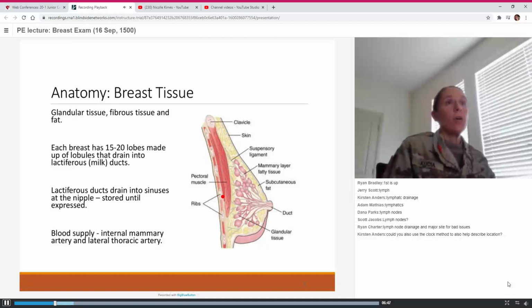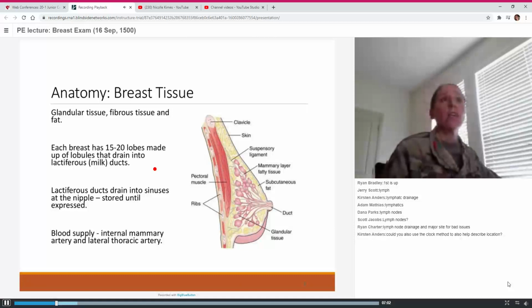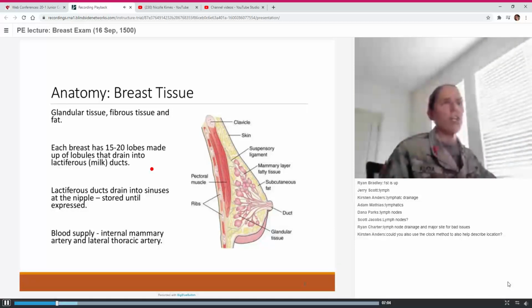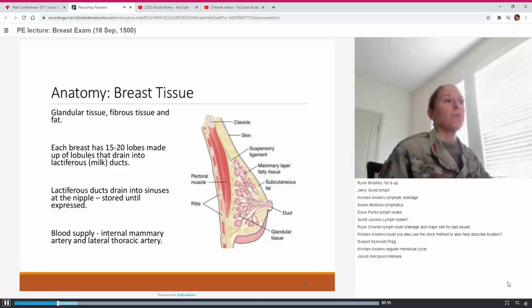So the anatomy within the breast is varied. We've got glandular tissue, fibrous tissue, and fat, and the composition of these changes with age. What other conditions might cause breast tissue to change or to feel different or kind of abnormal? Yes, Robert Schmidt says pregnancy, and I agree, absolutely. Menses, yeah, fluctuating throughout the menstrual cycle, very good.